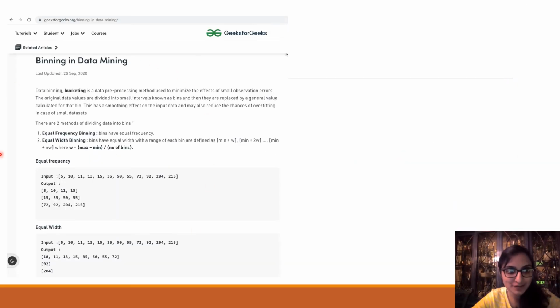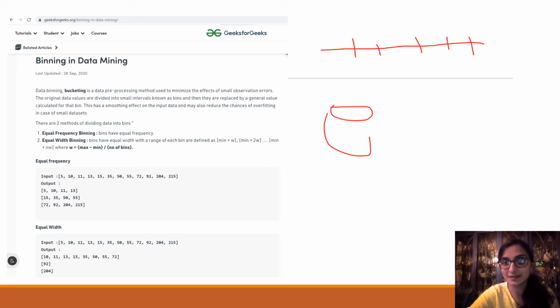Another way to compare equal frequency or equal density binning and equal width binning is the following. Bucketing, the concept that we're talking about, and I have another video about equal density binning, is a data pre-processing step. You're basically discretizing data. So you're dividing the data into small intervals like bins. It's continuous data going across like this, and you're trying to divide it up into these bins. You're trying to discretize it.